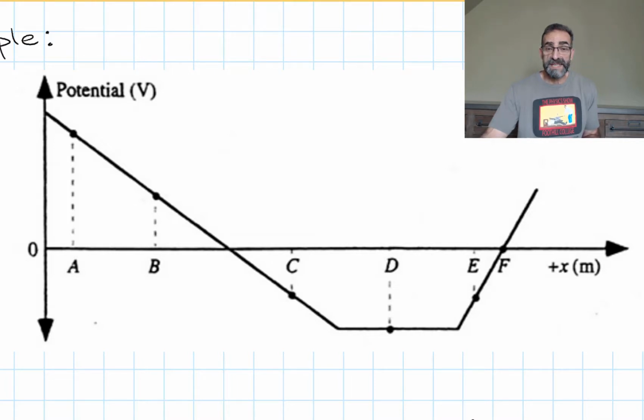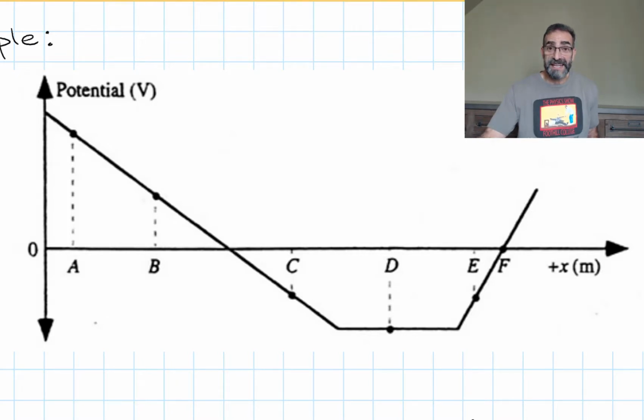What happens at point D? What direction does the electric field point there? At point D, there is no electric field. dV dx is 0. The slope is 0 at that point. There is no electric field in that region of space.